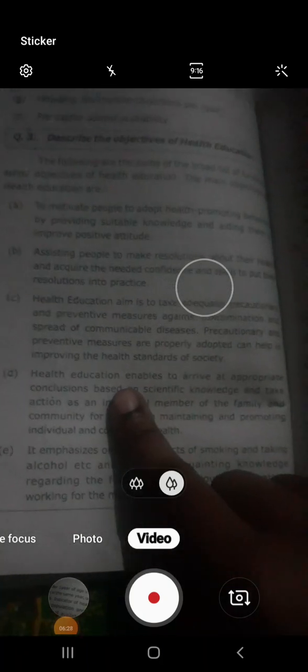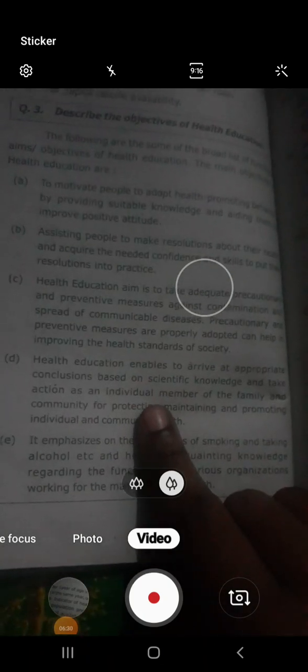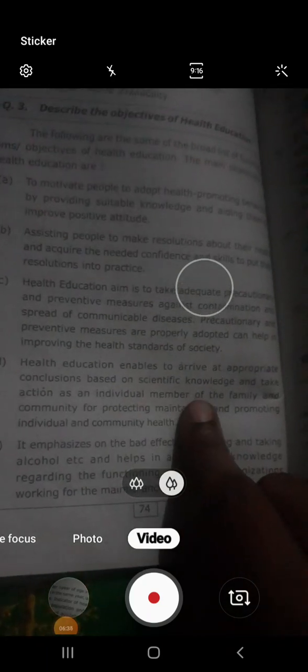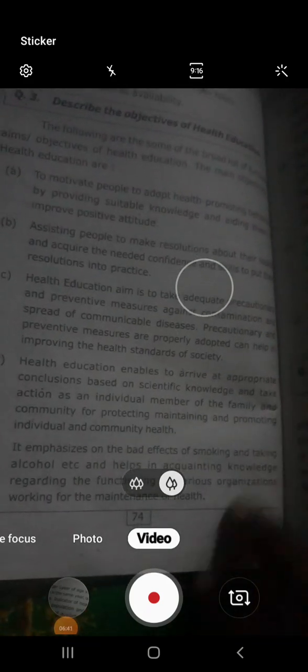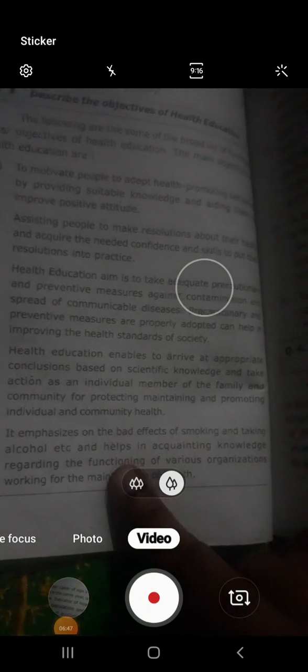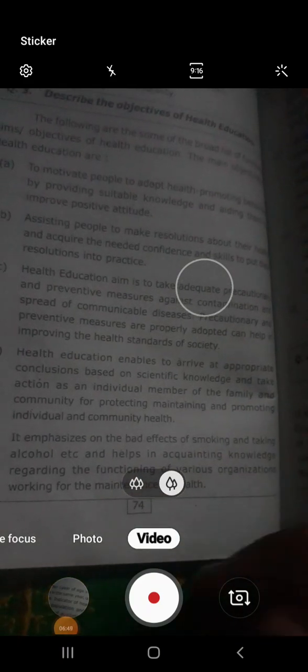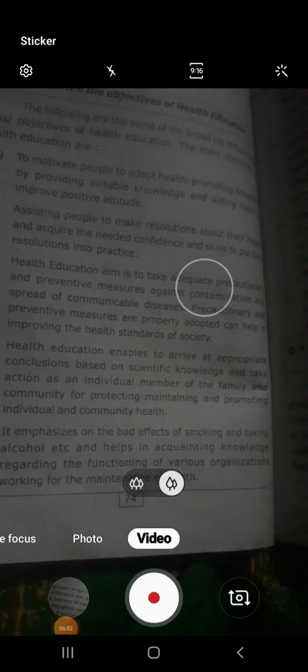Next we have health education itself, which is also one of the objectives. It is scientific knowledge which, for individuals, families or the community, can improve health by giving this health education. And next we have the bad effects of smoking and taking alcohol. To maintain proper health, these should all be abolished.